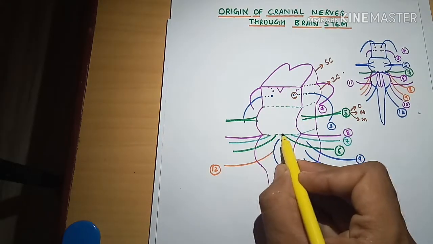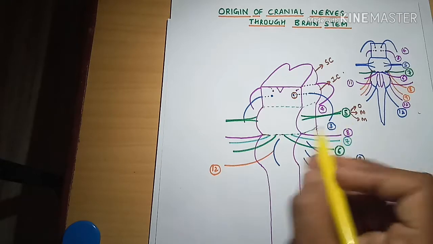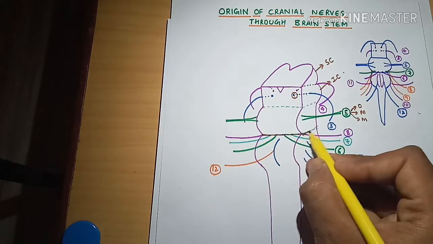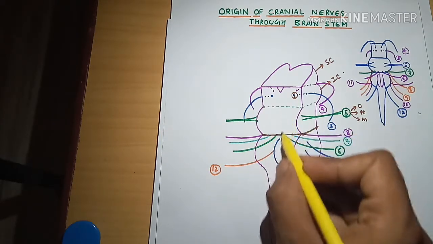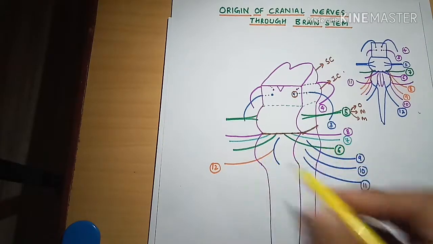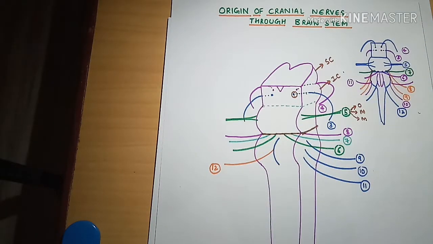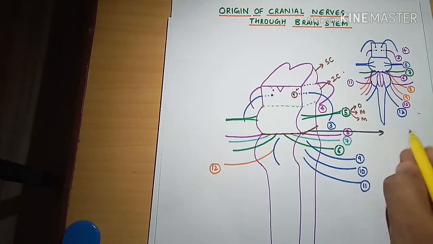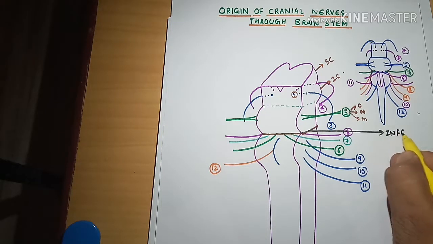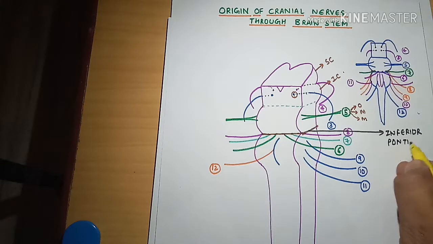This region is called the pontomedullary junction, or the inferior pontine region. Okay, this portion is called the inferior pontine region or the pontomedullary junction.